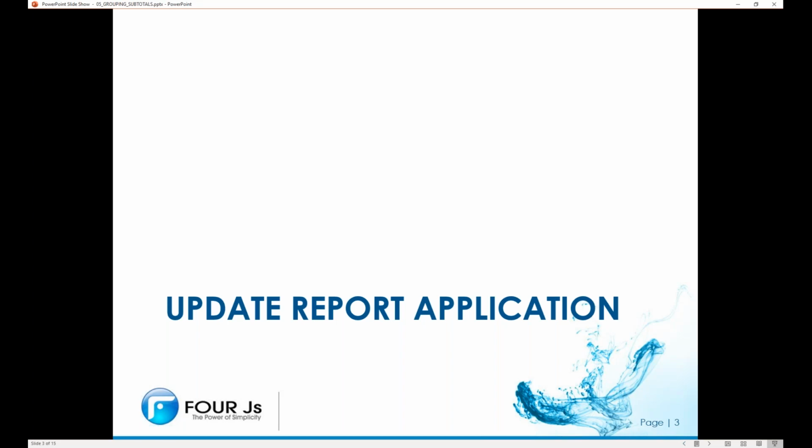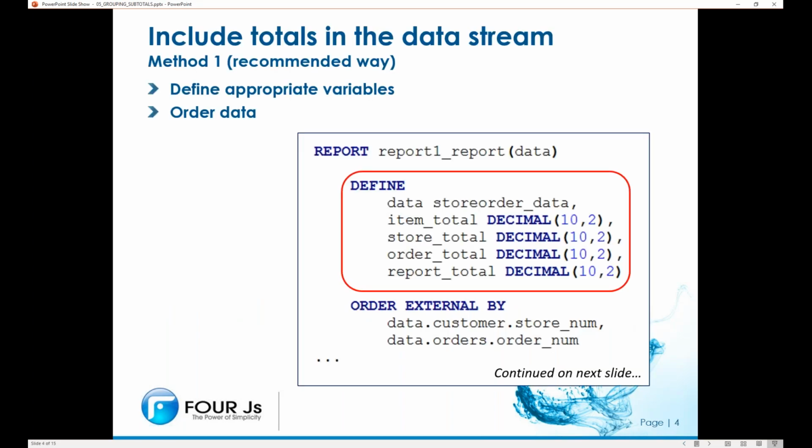So the first thing we ask you to do is to update your report application. I have two methods here for updating the report application. The first one, the recommended way, is computing the report totals in the BDL application and then sending them across with the rows, each time we send a row across.